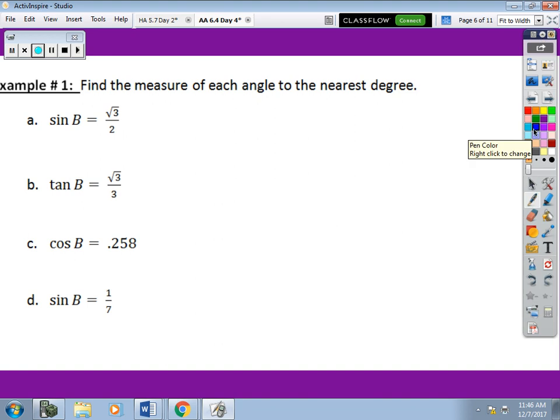So example 1, all of these questions are literally just type them in your calculator. So if you want to find out what B is, you're finding the measure of the angle, that indicates that you're going to use inverse sine. So you're going to switch these around and make it inverse sine of square root of 3 over 2, and that will equal B. And then all you have to do is type that in your calculator.